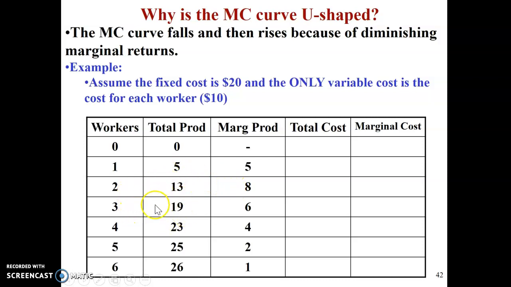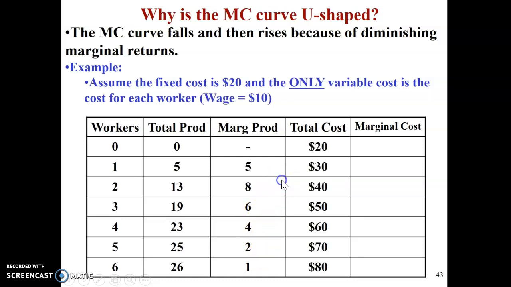With a third worker, we get a total of 19, but the third worker's adding 6. So this is where we see marginal returns start to kick in, right? Initially, there is a specialization, marginal product increases. By the time we reach the third and the fourth worker, we're seeing marginal product decrease, okay?